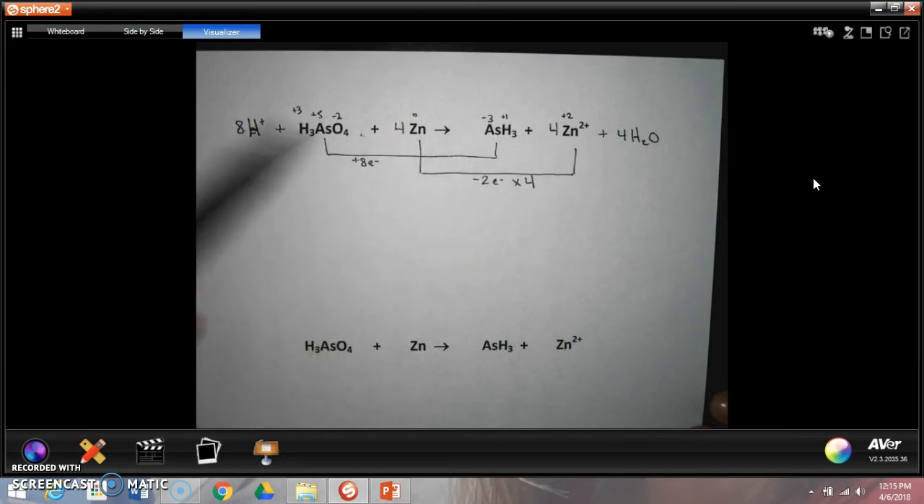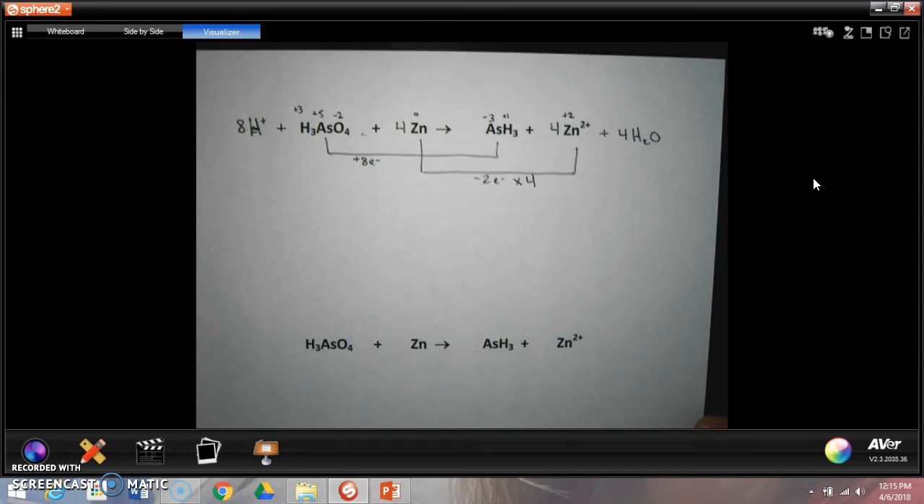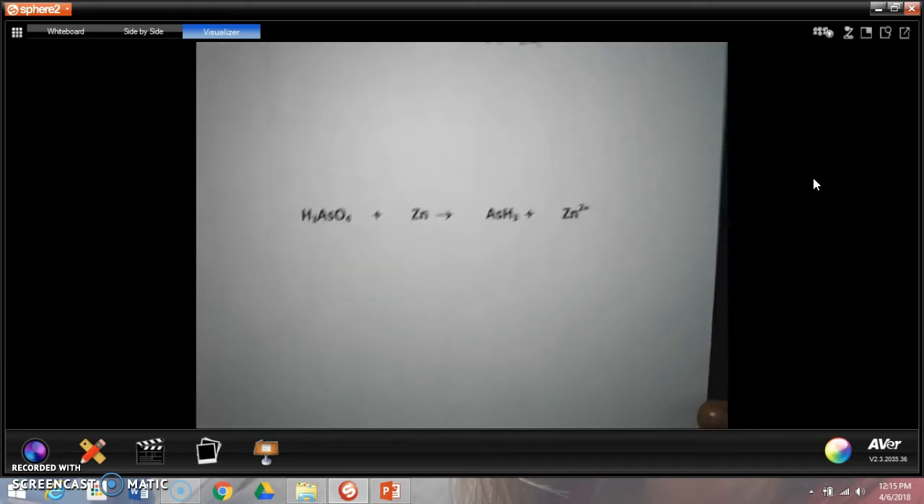We've already balanced electrons. So that's how you balance a reaction using the oxidation number method. So what I'm going to do now is switch gears and show you how to do this with the half reaction method.